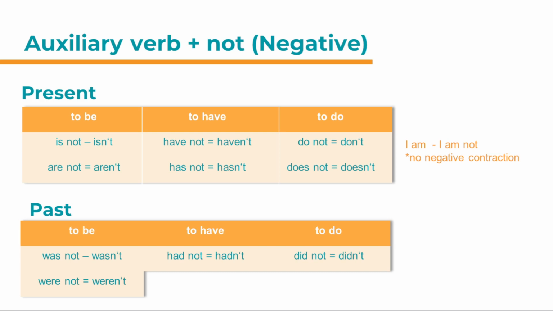The verb to be first. Was not, wasn't. Were not, weren't. Had not, hadn't. Did not, didn't. Very good.